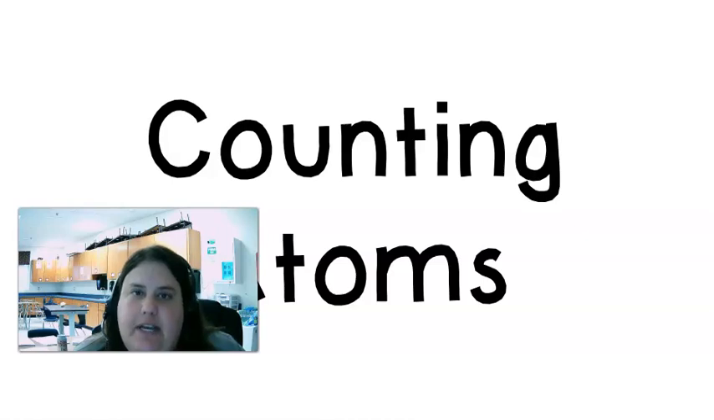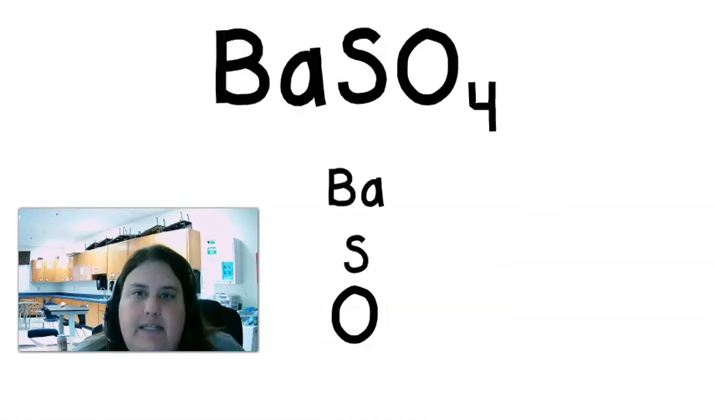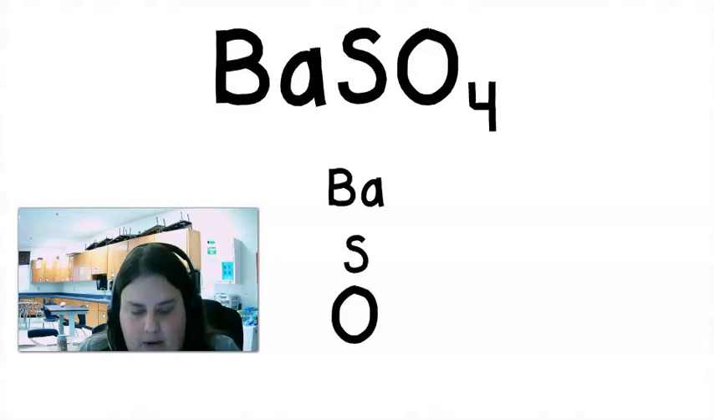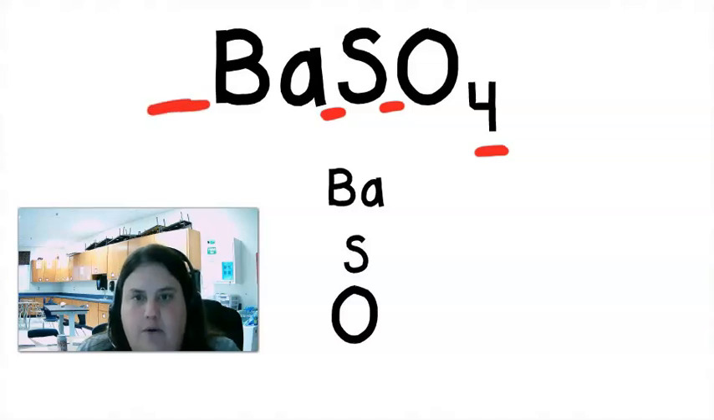Today we're going to look at counting atoms, and we're going to discuss a few examples that include coefficients, subscripts, and some will have parentheses in them. So in this first example, we see our formula has barium, sulfur, and oxygen. And if we look closely at it, we will notice that barium does not have a subscript, sulfur does not have a subscript, oxygen has a subscript of 4, and there is no coefficient.